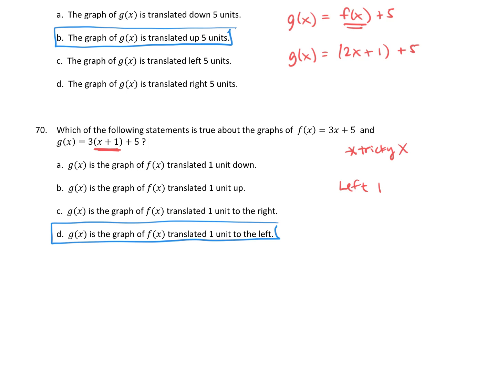If we were shifting that to the right, then g of x would have looked like 3 times x minus 1 plus 5. So see the difference, in an x plus 1, we shift to the left, and x minus 1, we would shift to the right because of that tricky x.